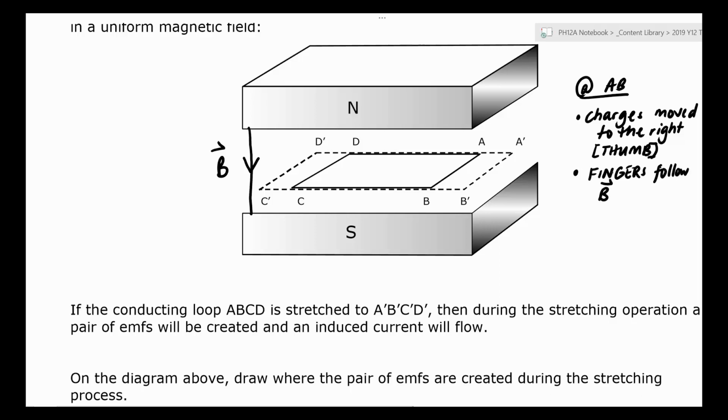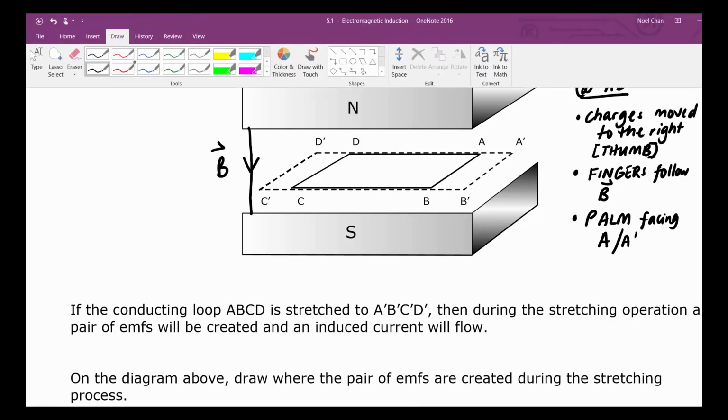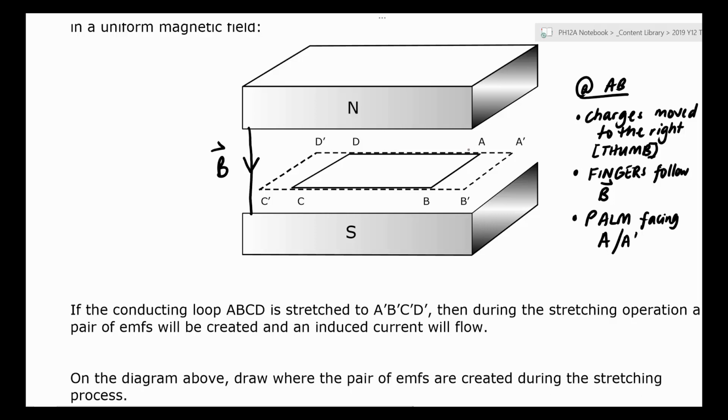If you hold your right hand open palm in those directions, then your palm is now facing, there's only one possibility, your palm must be facing A, or alternatively A dash. So if that's the case, then we know that positive charges must have moved over here to the A or A dash side during the stretch.